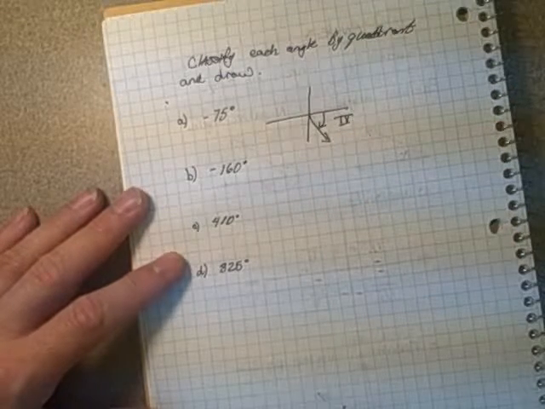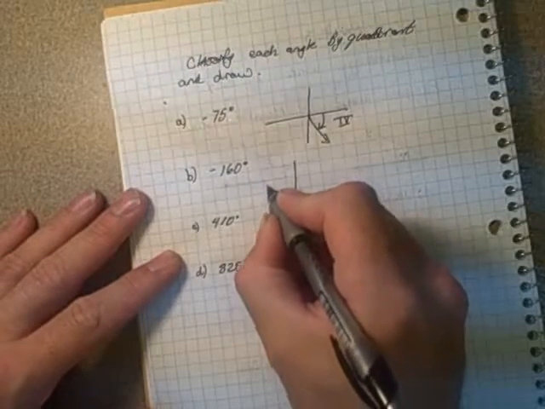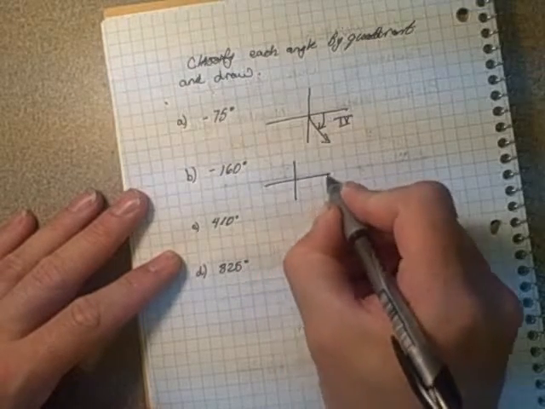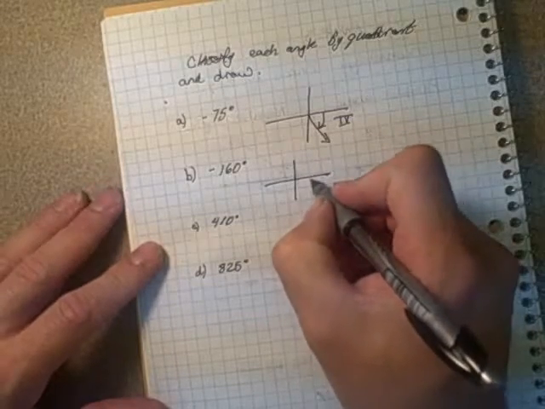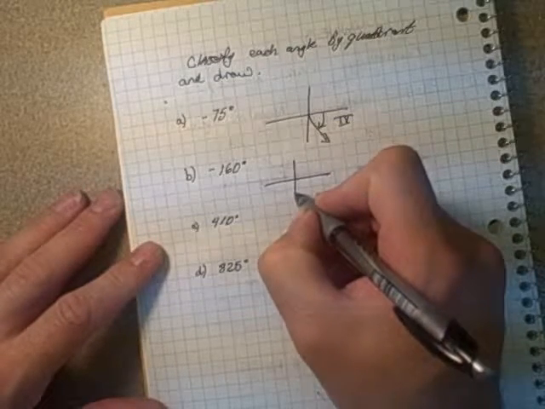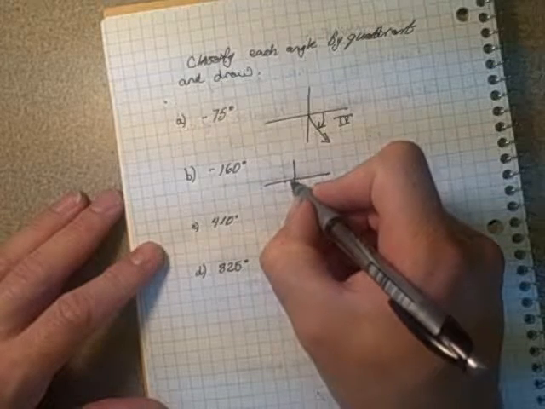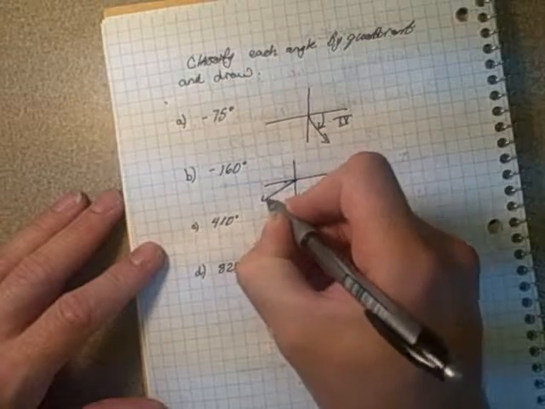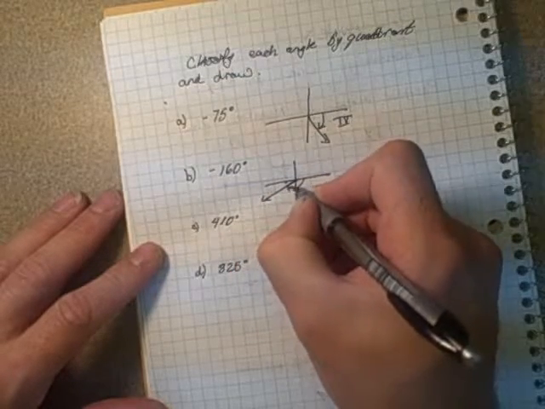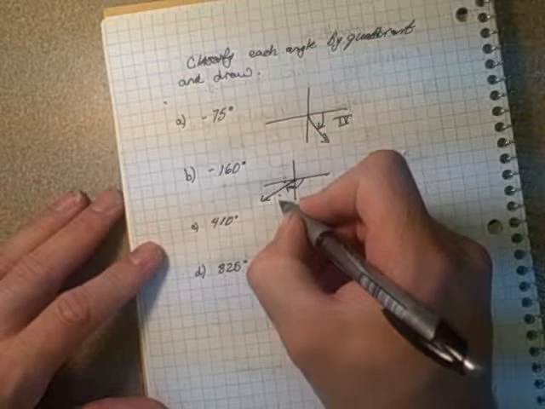Similarly, with negative 160, we're going to go down from the initial side. The initial side is always the positive x-axis, by the way. If we went all the way up to here, that would be negative 180, so it's not quite to there. So there is our negative 160 angle, and obviously we can see that that's in the third quadrant.